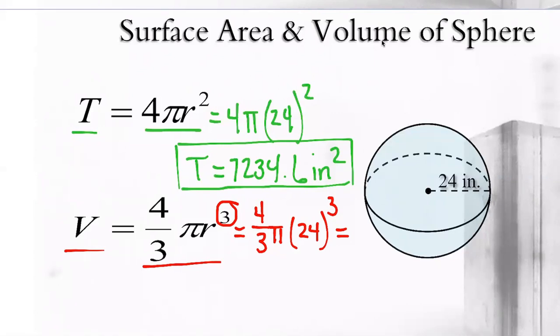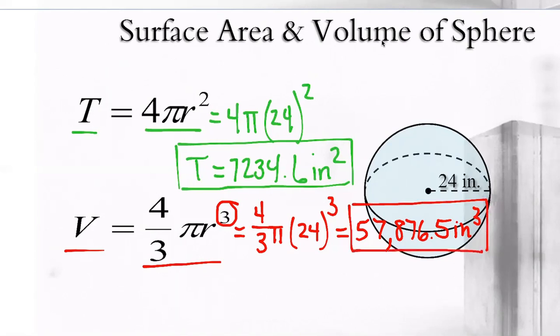And again, you're going to get some large numbers when working with these surface area and volumes. So in this case, we get a volume of 57,876.5. And then we're talking volume now, so that's going to be inches cubed. So that's what my volume is going to look like for this particular sphere.